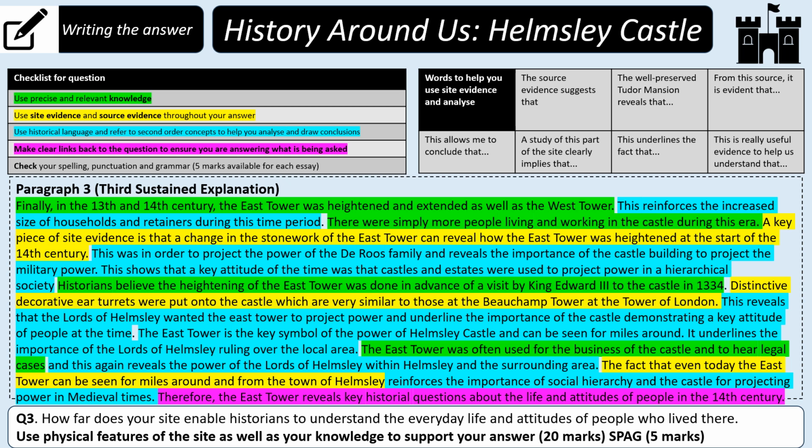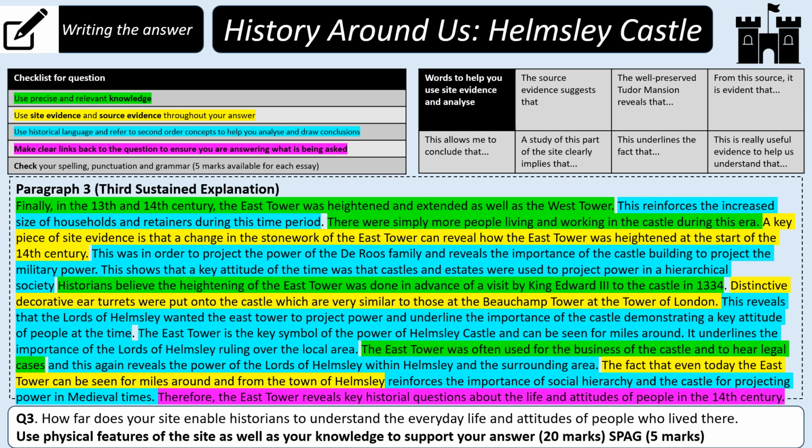A key piece of site evidence is that a change in the stonework of the East Tower can reveal how the East Tower was heightened at the start of the 14th century. This was in order to project the power of the de Roos family and reveals the importance of the castle building to project the military power. This shows a key attitude of the time was that castles and estates were used to project power in a hierarchical society.